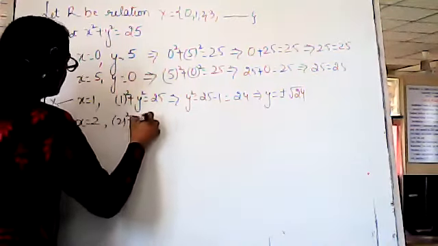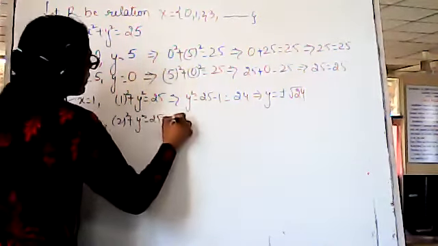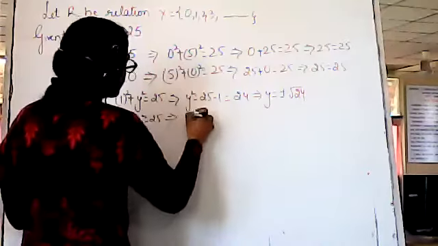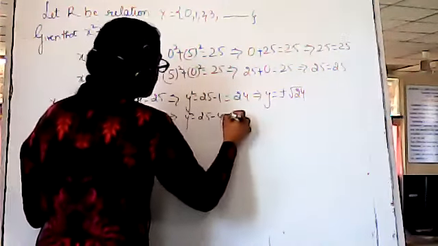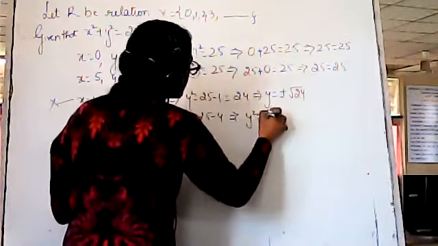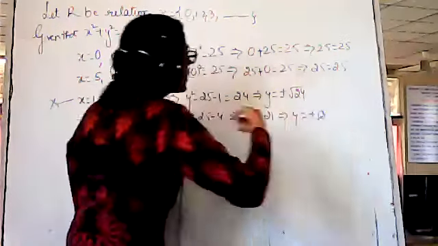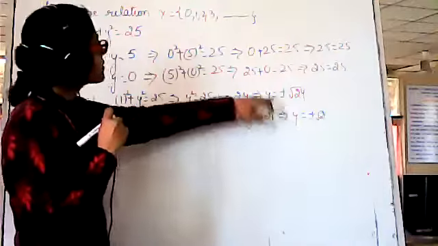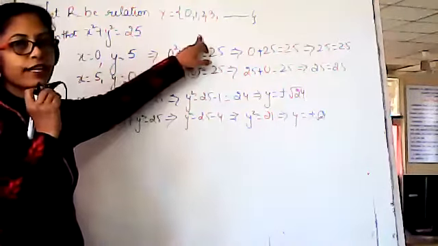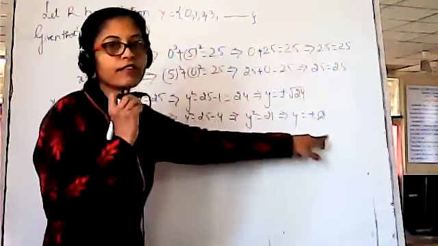This is 2 squared plus y squared equals 25. It will be y squared equals 25 minus 4. It will be y squared equals 21, which implies that y equals plus or minus root 21. Again, this does not satisfy the condition. It is not a positive integer.